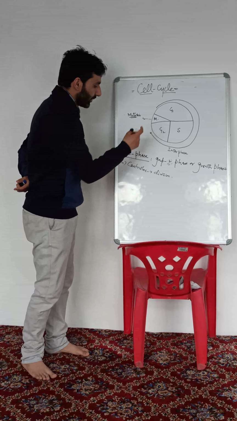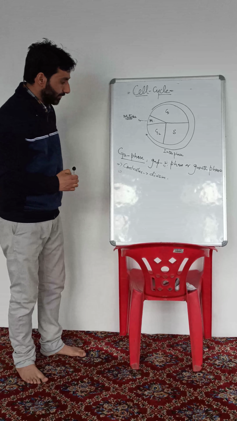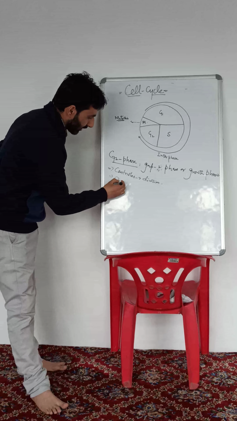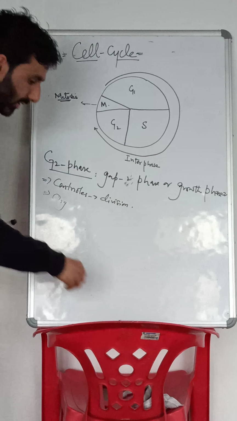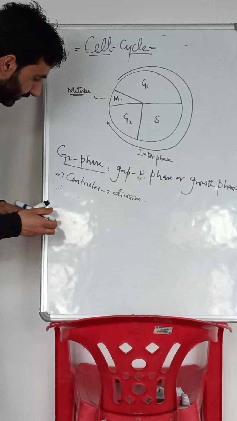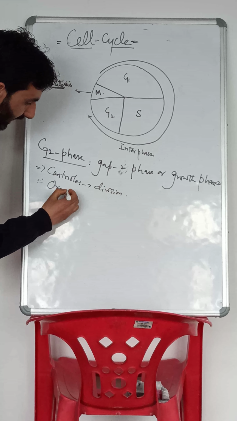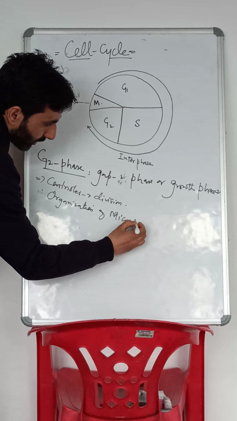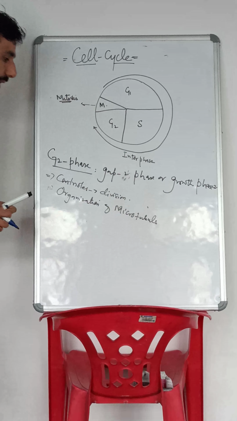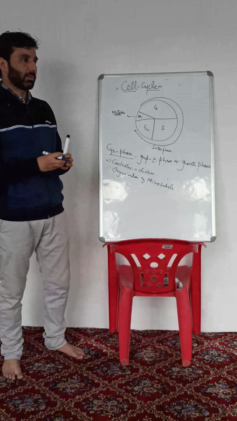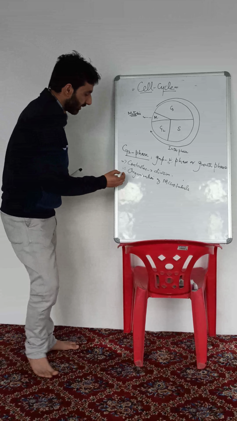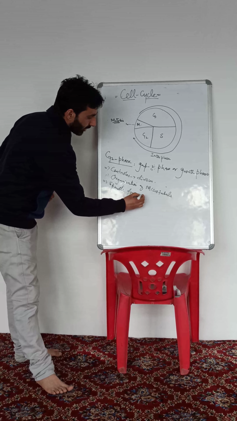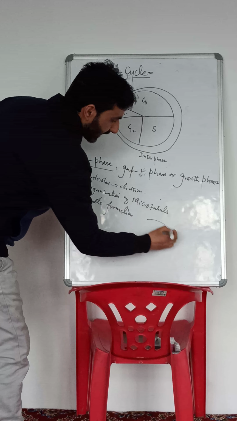Centrioles ka division hota hai G2 phase mein. Iska matlab, isme organization of microtubules bhi ho jata hai. Microtubules are organized in a definite pattern because they have to form the spindle. Spindle formation also takes place here. Spindle banana hota hai.